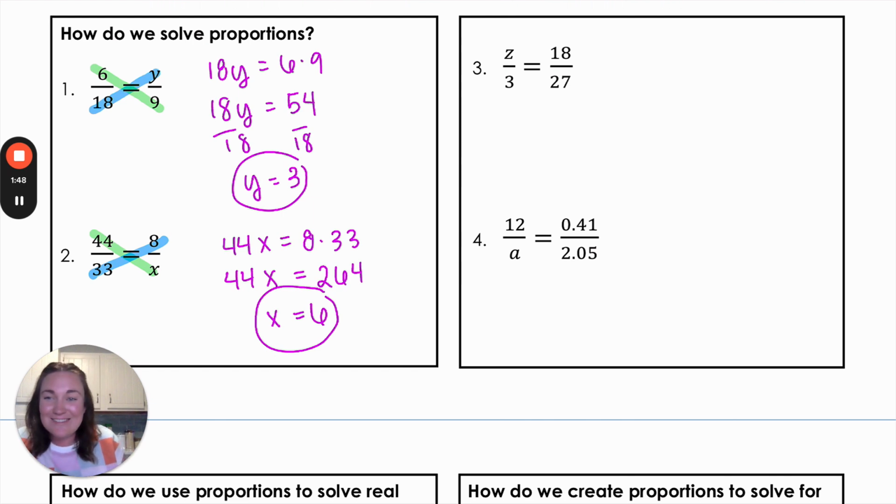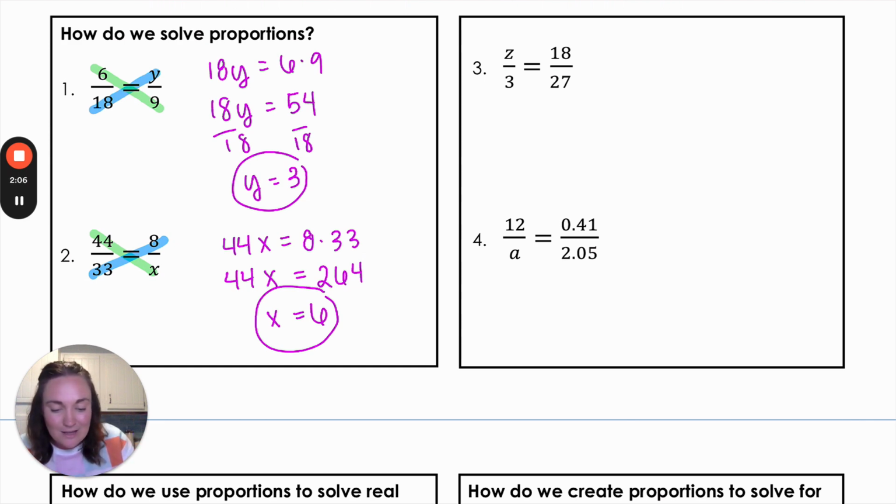Okay, let's see how you did. So we have our 44x on one side, our 8 times 33 on the other. We get that 8 times 33 gives us 264, and dividing by 44 on both sides, we get x equals 6. Now, as you'll notice, there's kind of some patterns into how this happens.